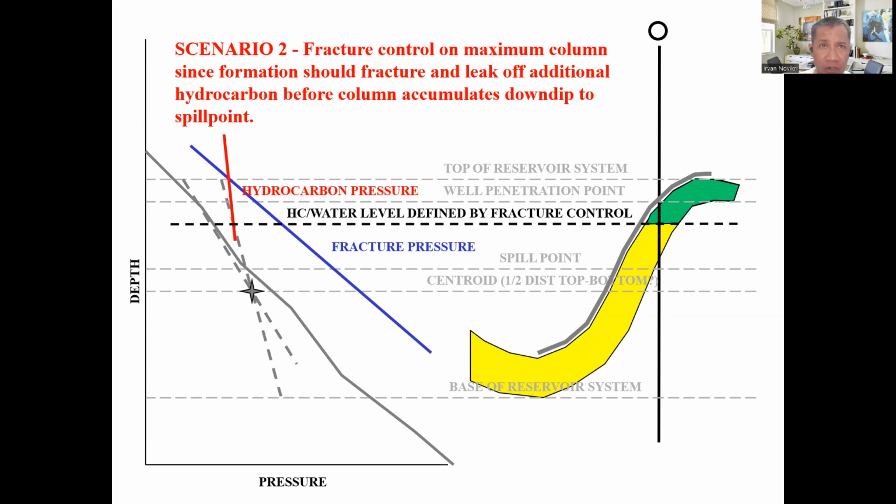The hydrocarbon water level, which is defined by fracture control, is the level at which hydrocarbon and water are separated within the reservoir system. And this level is determined by the control exerted by fracture formation. The fracture acts as a pathway to release additional hydrocarbon, preventing the accumulation of the hydrocarbon column to the point of spilling over.